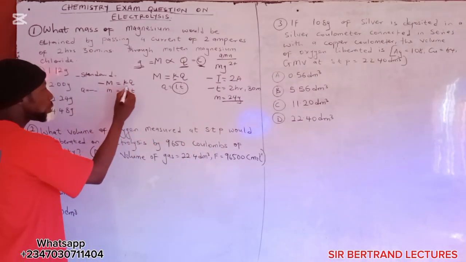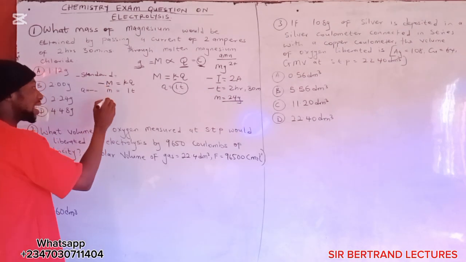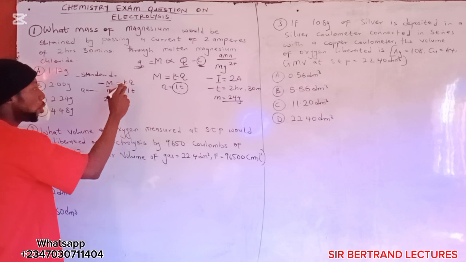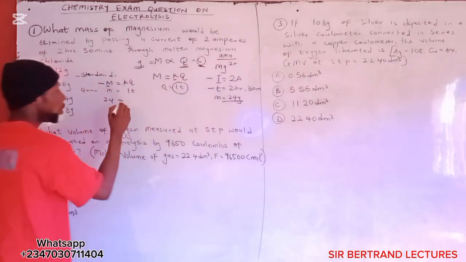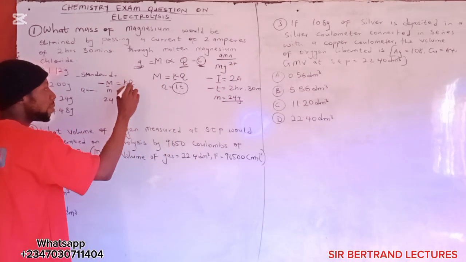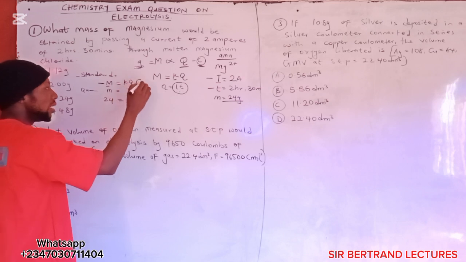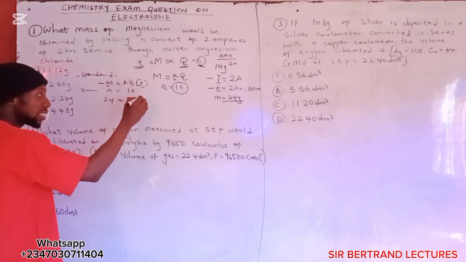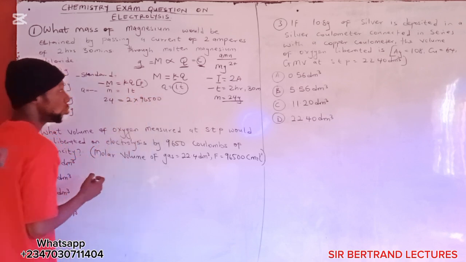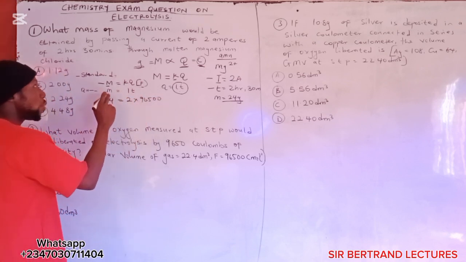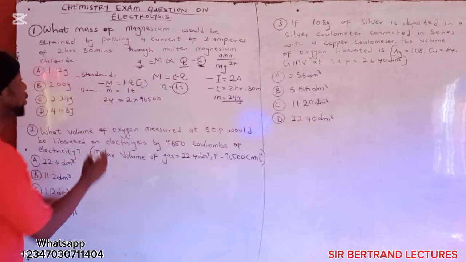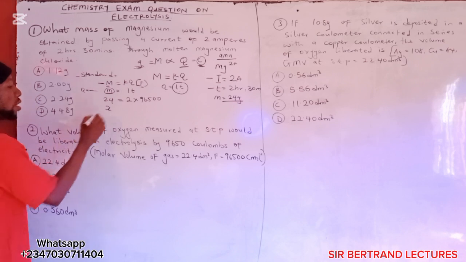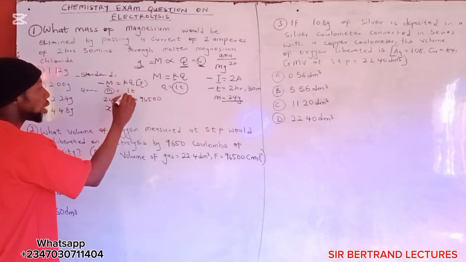Now, mass is equal to this. So the standard becomes 24, equal to the charge of magnesium here, which is 2, multiplied by Q. This Q here represents the Faraday, and 1 Faraday of quantity of charge is 96500. Then you are looking for the mass of magnesium, which is this M here, equal to IT.